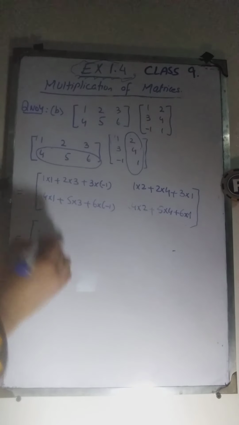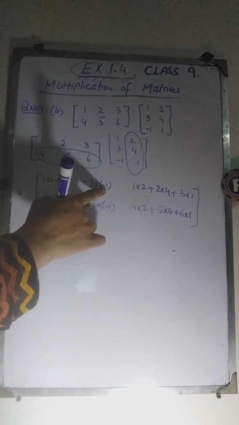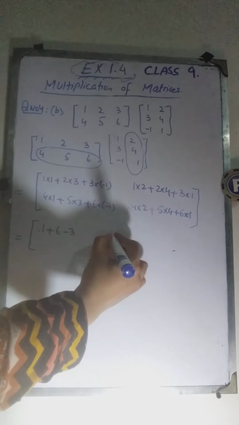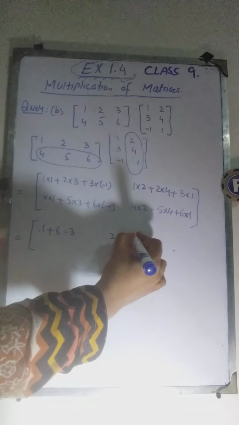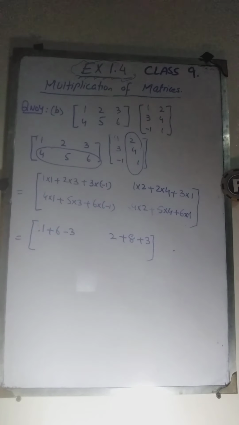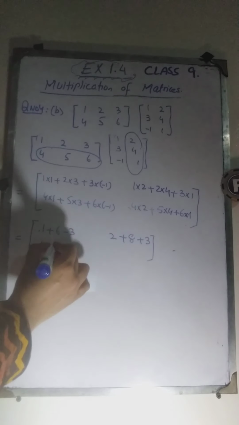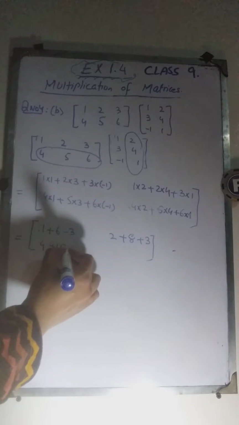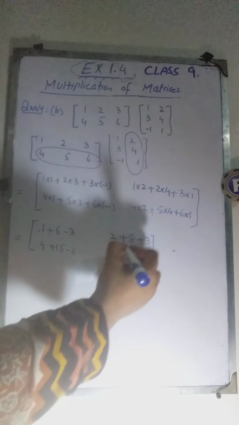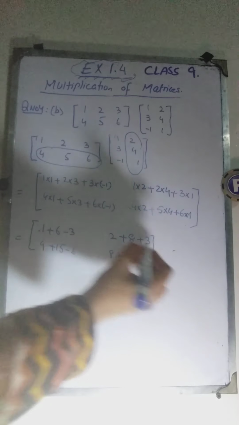So what we get here is 1 into 1 is 1 plus 2 3s are 6, and 3 into negative 1 is negative 3 plus minus 3 will be a minus 3. 2 into 1 is 2 plus 2 4s are 8 plus 3. 4 into 1 is 4 plus 15 minus 6. 4 into 2 is 8 plus 20 plus 6.